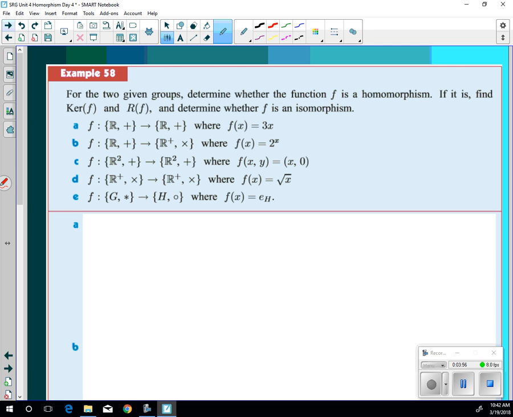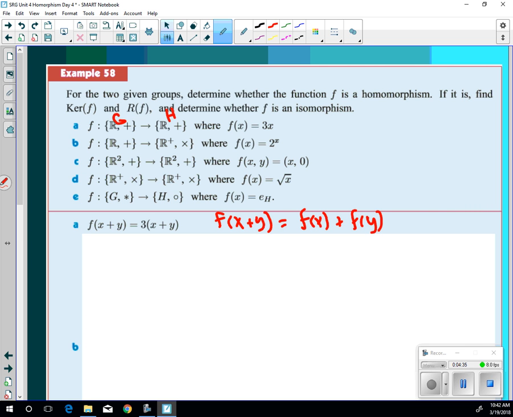All right, we're starting with the real numbers under plus, going to the real numbers under plus, for the function 3x. So this is my G, and this is my H. And we're putting it into this function 3x. All right, so let's look at the first part, f of x plus y. So what we want to show is that f of x plus y is equal to f of x plus f of y. That's what we want to prove.